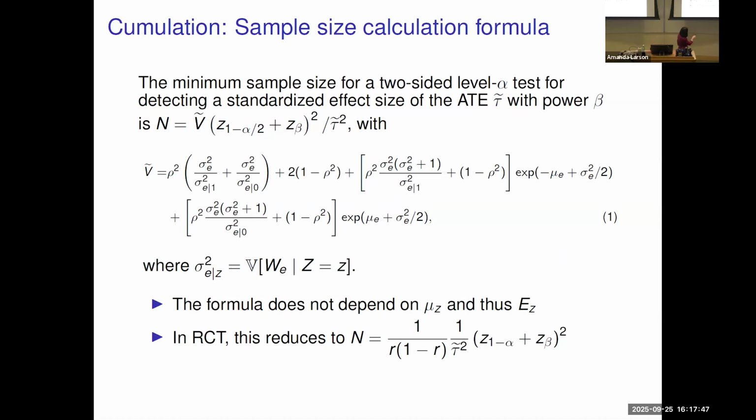And the nice thing is, in RCT, this just reduces to the 2 sample t statistic. So again, that further gives us confidence that this is not something made up.